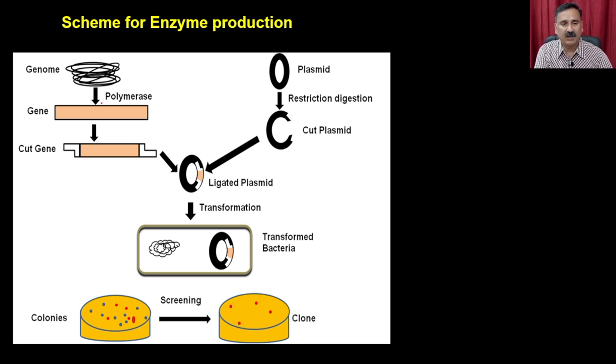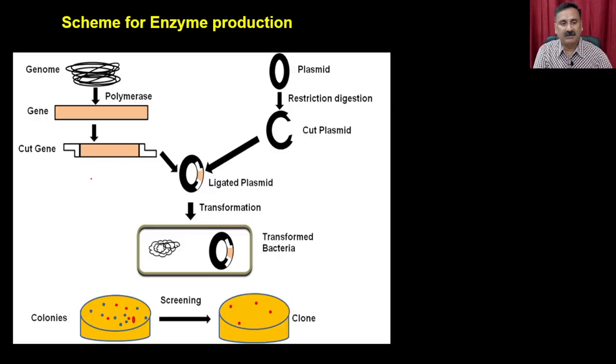So this is what we have discussed so far. We have discussed how you can isolate the gene coding for the enzyme, either by screening the genomic or cDNA library or with the help of PCR. Once you have the gene, you can digest it with the restriction enzyme, and that's how you get the sticky ends. You do the same for the vector, and when you put them together, you get the ligated plasmid, which you deliver to the host of your choice. Depending on the requirement, you can choose the host, either a bacterial expression host or a eukaryotic expression host.